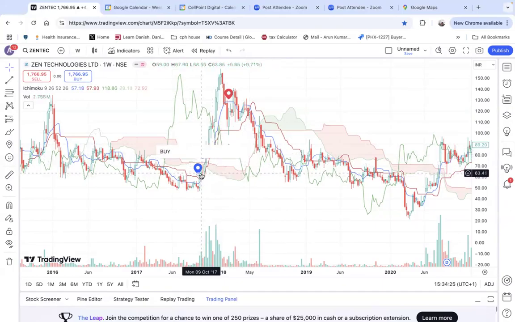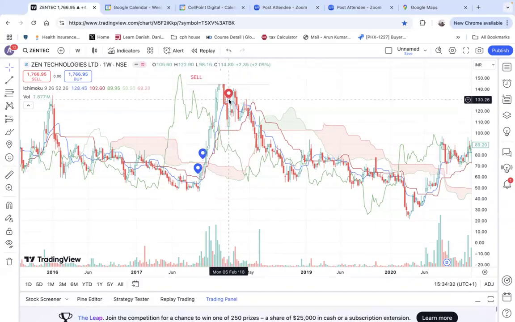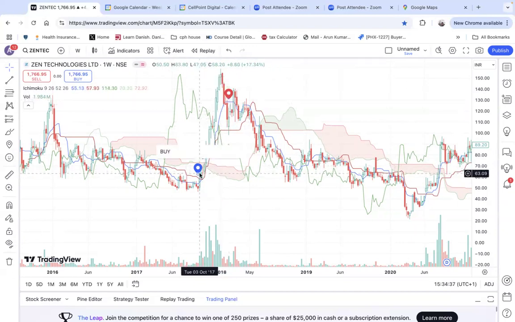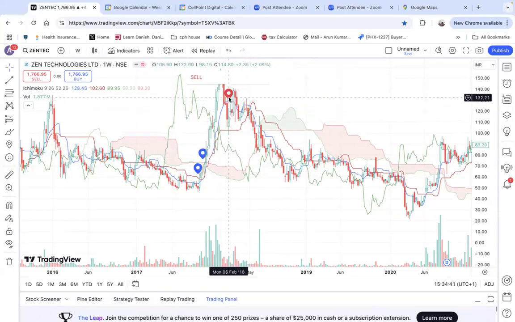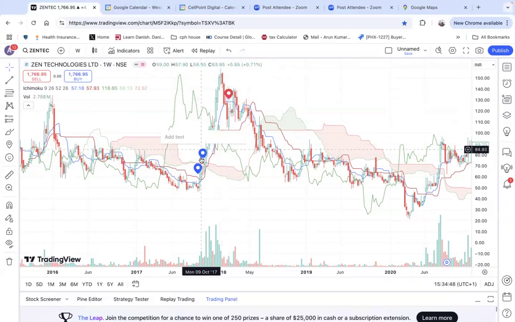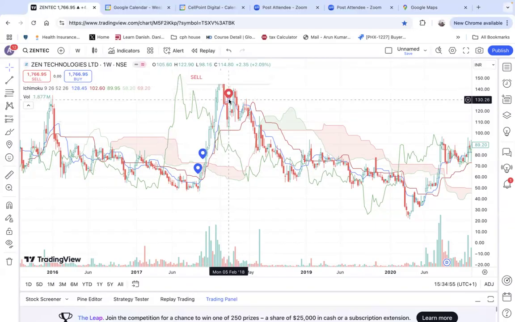Okay. So let's say you entered the stock at this point. This is 63 rupees, in October 2017. You might have an exit here for 130 rupees. So 130 rupees minus 63 is almost 70 rupees, right? It almost doubled your investment, within the space of, this is January 2018, and this is October 2017. So within the space of 5 months, you have doubled your investment. You could sell here and get out, right? So that's one of your sells.